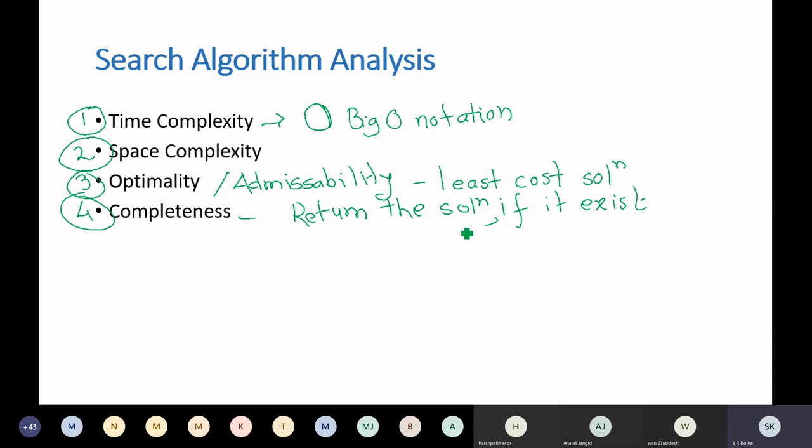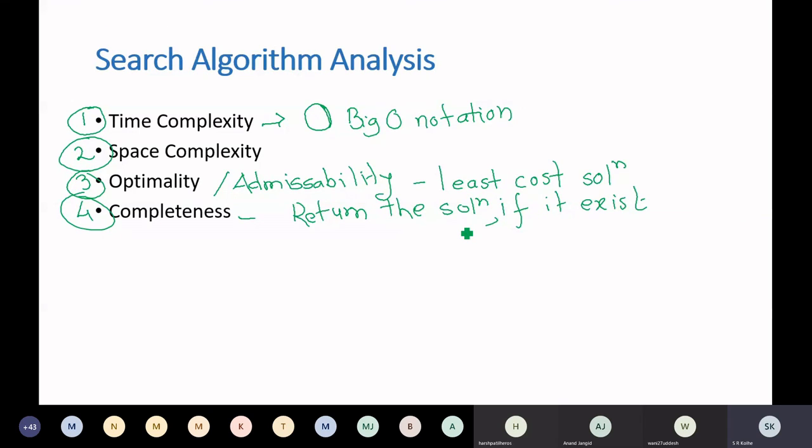Along with these four parameters, we are going to analyze the search algorithms that we are going to discuss. Again, I am repeating, time complexity refers to the amount of time that your algorithm will take to return the solution. That can be best case, average case, as you might have discussed in algorithms, or worst case. In general, we refer to the average time complexity. Space complexity refers to the maximum amount of space that the algorithm requires at any time t during the lifetime of its execution.